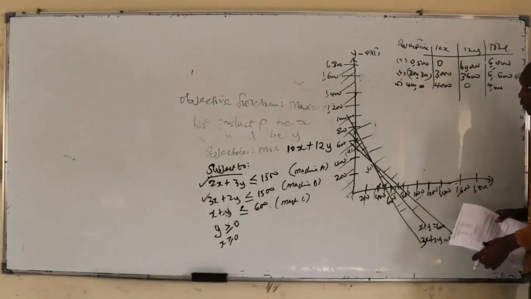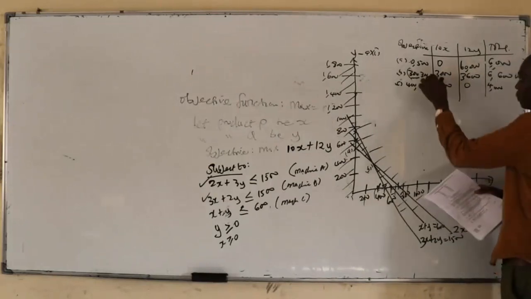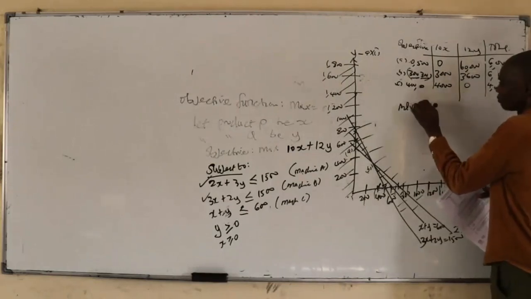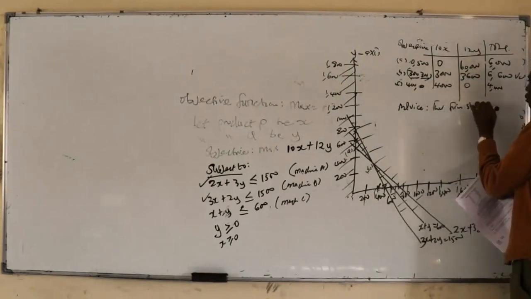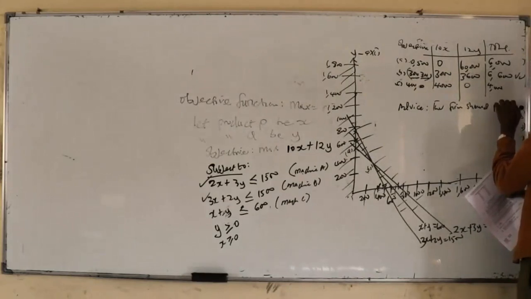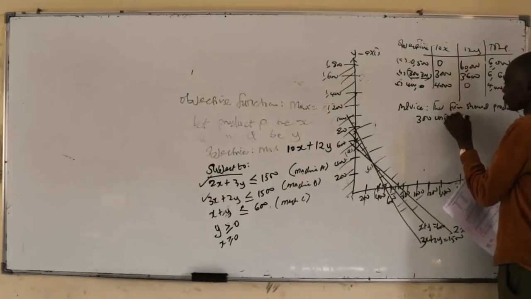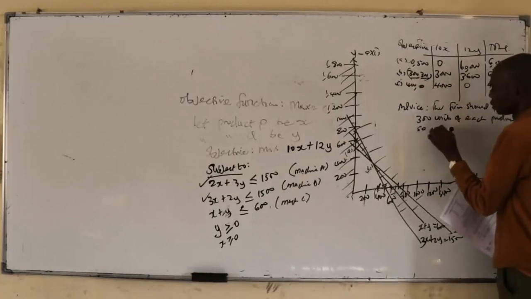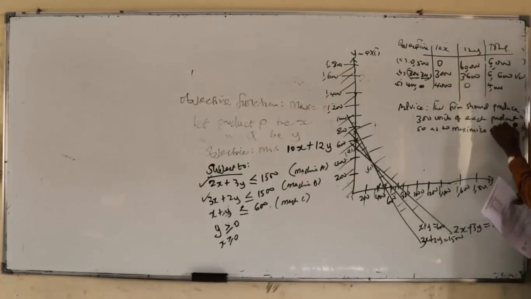Therefore you advise the farm to produce 300 units of each product so as to maximize profit. Remember, x was the first product, and the other one was 300 units. So advice, how do you advise the farm? Advice: the farm should produce 300 units of each product, so as to maximize on profit.